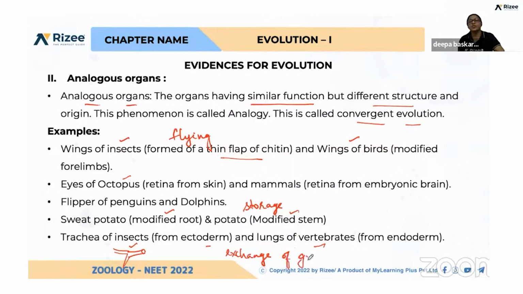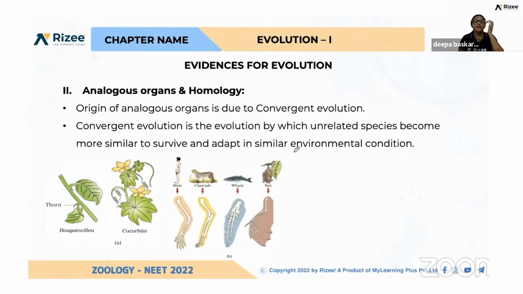Exchange of gases. So these are the important things you have to remember for convergent evolution: structure differs, function same. Homology: same structure, different function, and that is divergent evolution. This is convergent evolution. I have given examples here of how they have evolved: the bat has this structure, the whale has flippers, and the cheetah forelimb is almost similar to that of man.